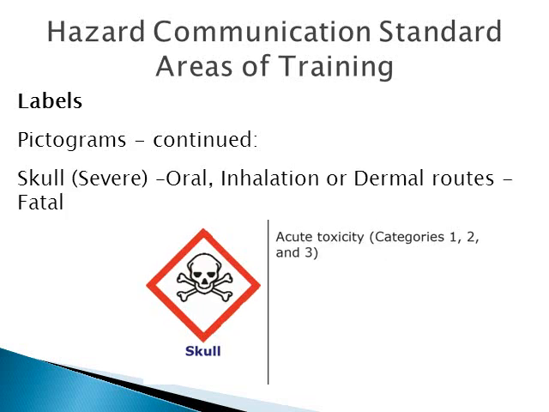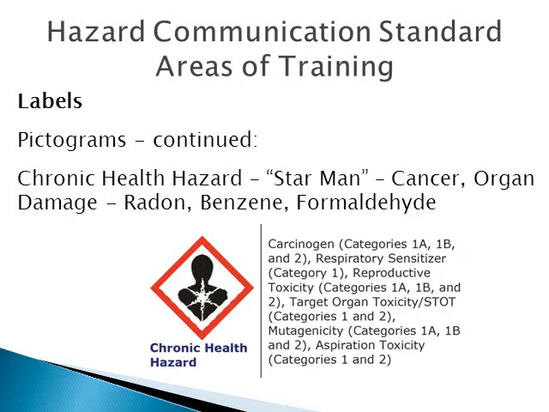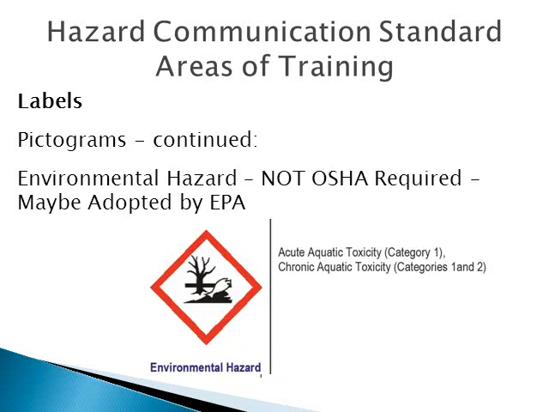Skull and crossbones, which is severe in nature, toxic, and exposure can include oral, inhalation, or via contact with skin. Exclamation mark, which again is toxic, fatal, and can result in organ damage. Chronic health hazard, which may contain chemicals known to be carcinogenic, toxic, mutagenic, and damage organs or result in death. The final pictogram is an environmental hazard and is not required by OSHA, but should not be ignored.